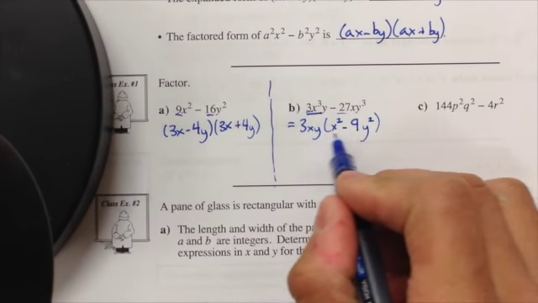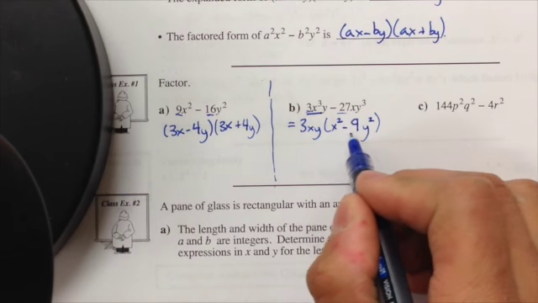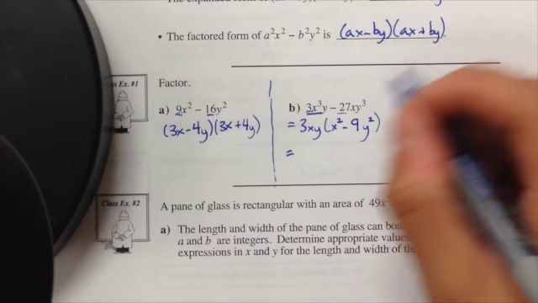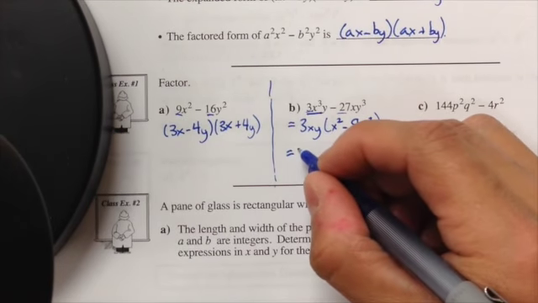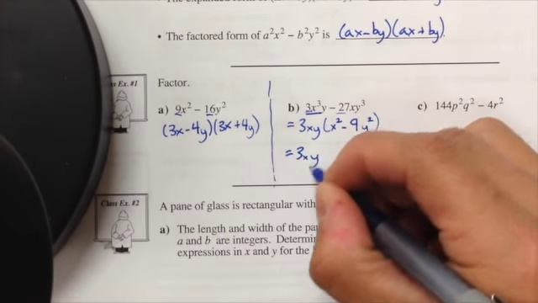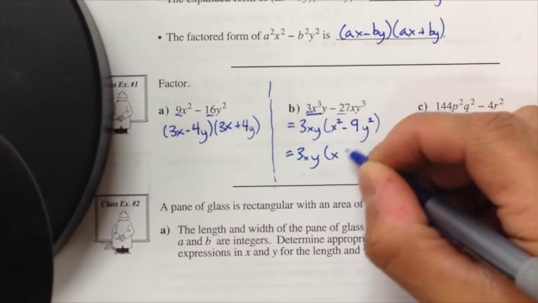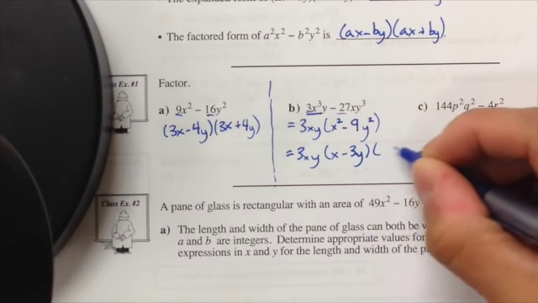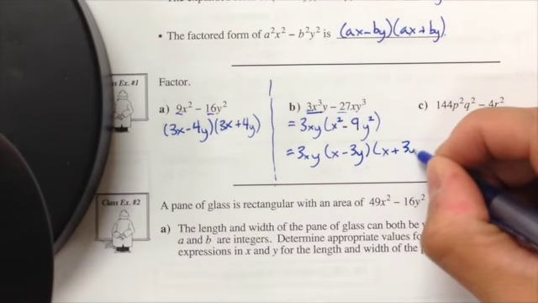Now if I look at this term in the brackets, x squared minus 9y squared, now I have a difference of squares. So I'm going to be left with 3xy. My difference of squares is going to be x minus 3y times x plus 3y.